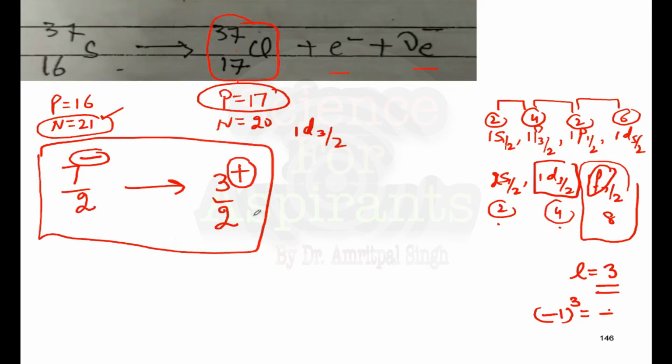So here you can see in this, the particle is in the 1f7/2 state, and it is in the f orbital, and here it is in the d orbital.